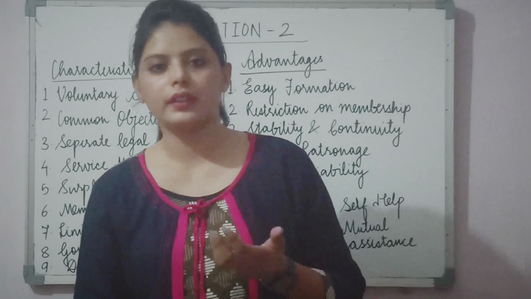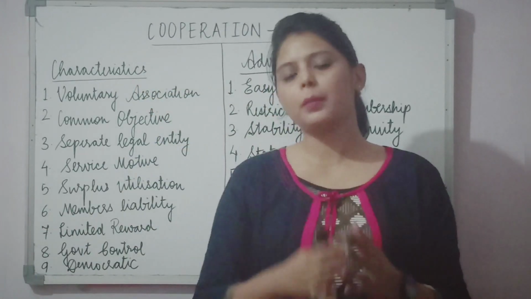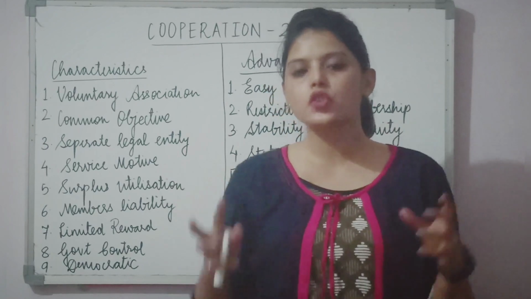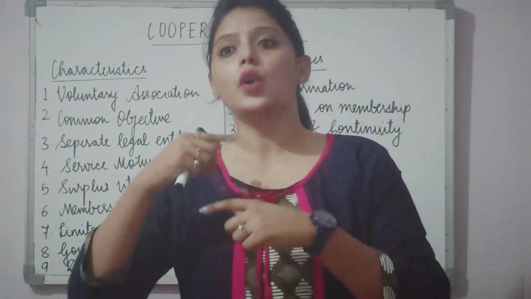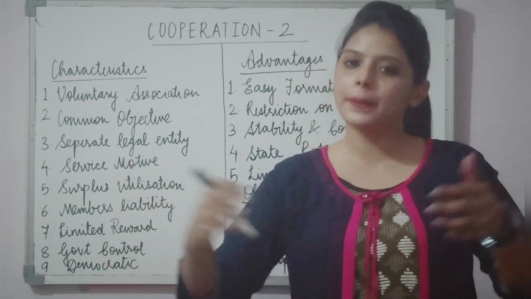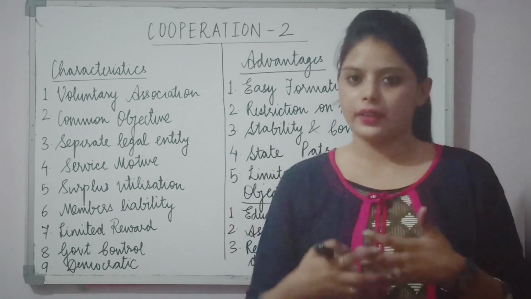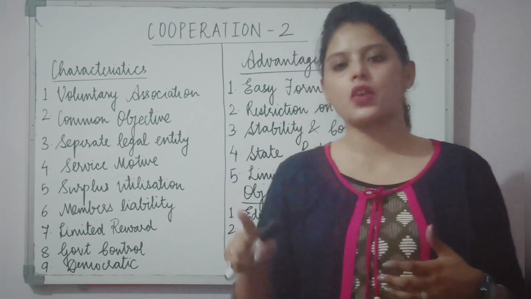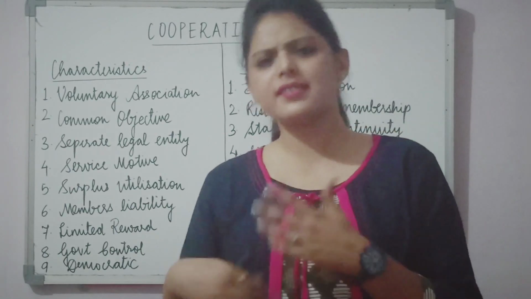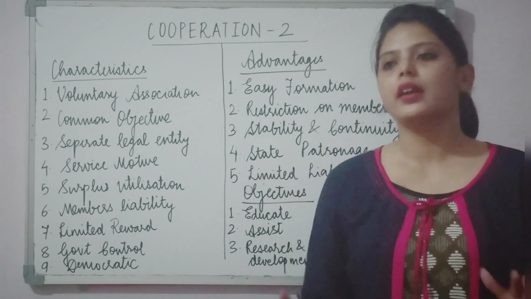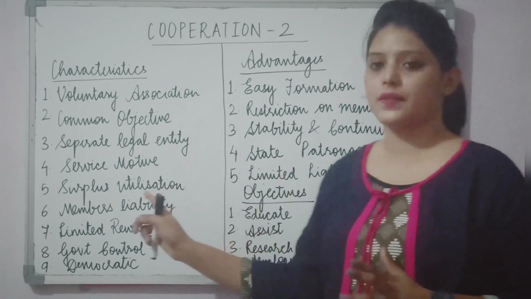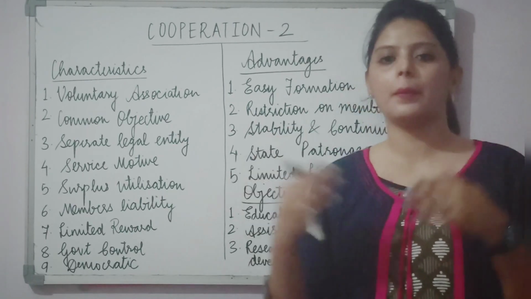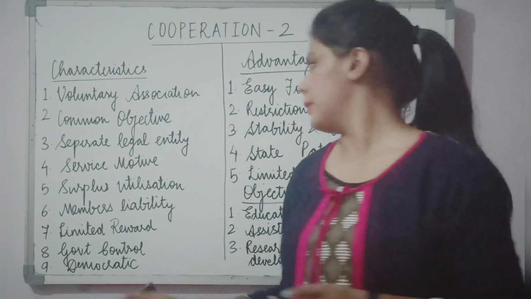Fourth is service motive. As I told you before, the main purpose of a cooperative society is not monetary gain. जो members होते हैं cooperative society के, वो काम करते हैं so that they can help each other, they can work together and they can achieve a goal. But उसमें monetary gains ये basic objective नहीं होता है. It is a secondary objective, but the primary and main objective is service. Service provide करना customers को भी और help करना अपने members को भी.